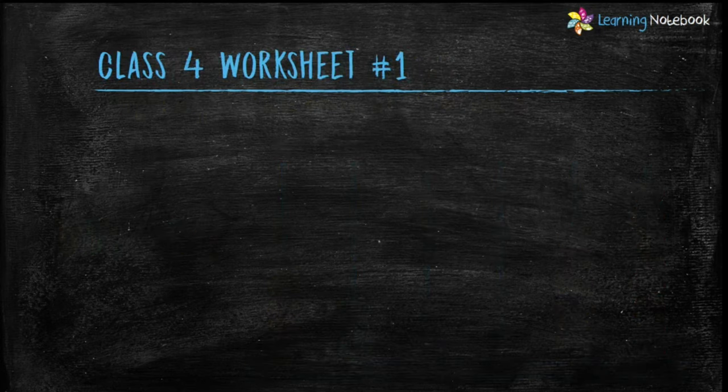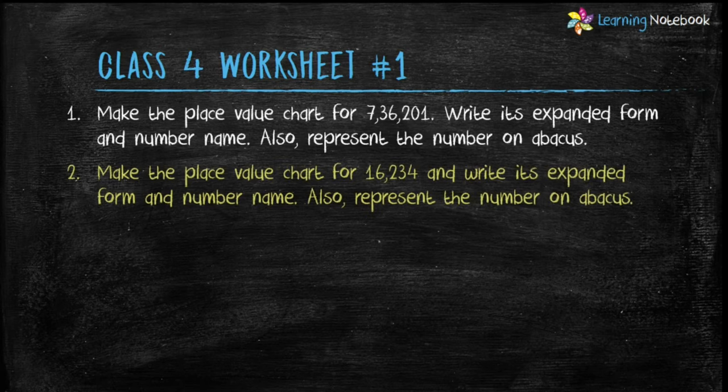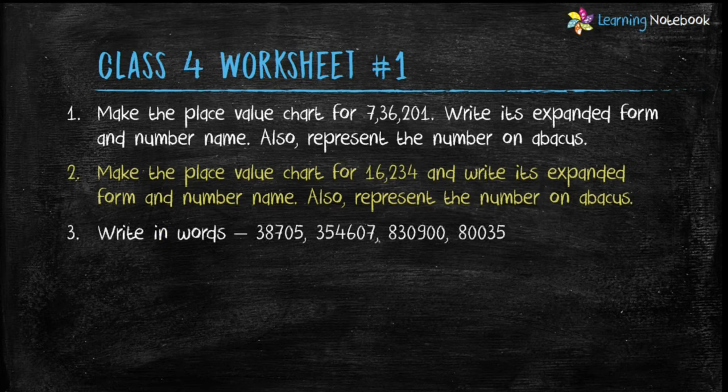Students, now in the end, I have a worksheet for you for your practice. Question number 1 is, make the place value chart for 736201. Write its expanded form and number name. Also represent the number on Abacus. Next question is, make the place value chart for 16234 and write its expanded form and number name. Also represent the number on Abacus.